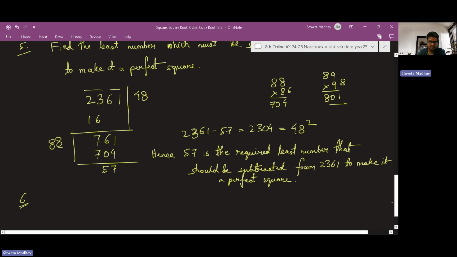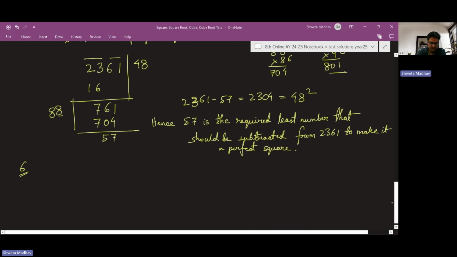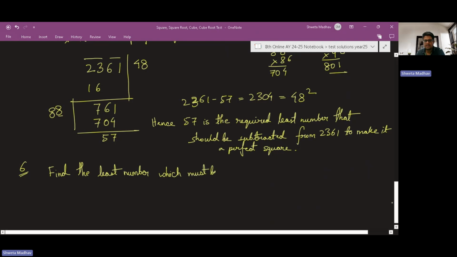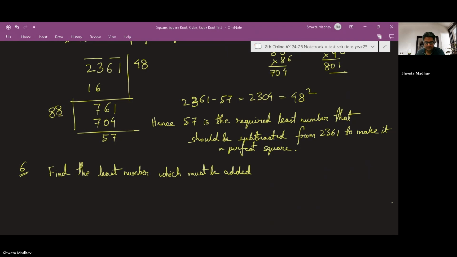Then in question number 6, it is told, find the least number which must be added to the following numbers to make them a perfect square. So we have to find the least number which must be added to the number 5607 to make it a perfect square.